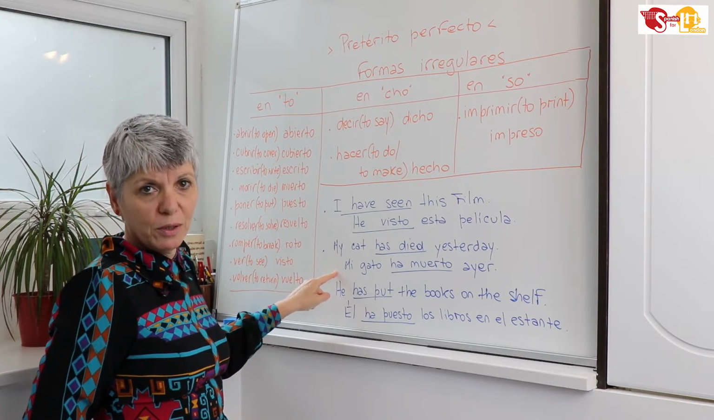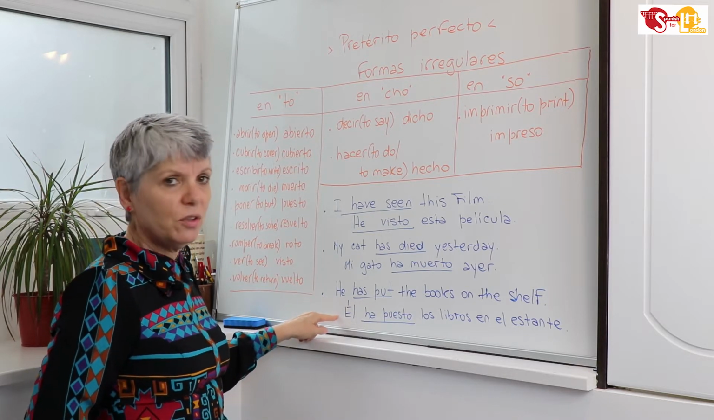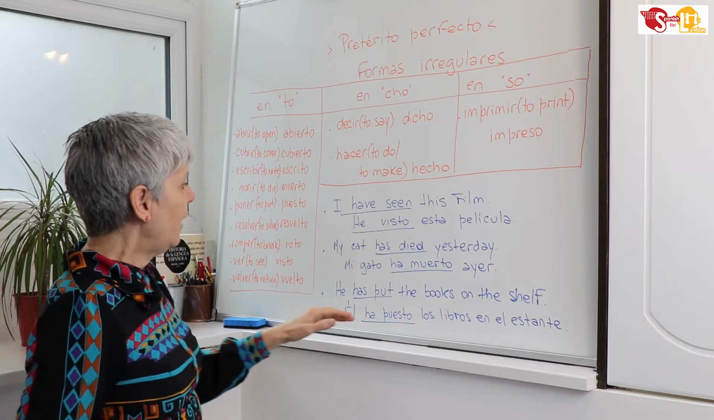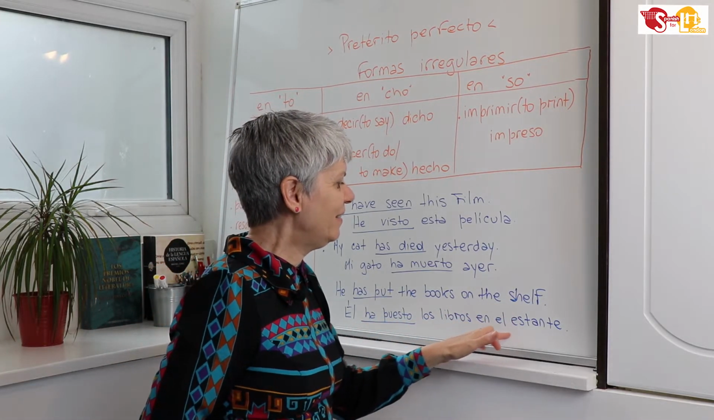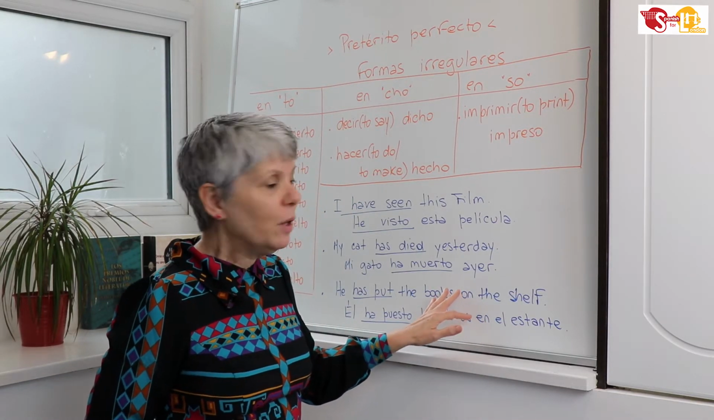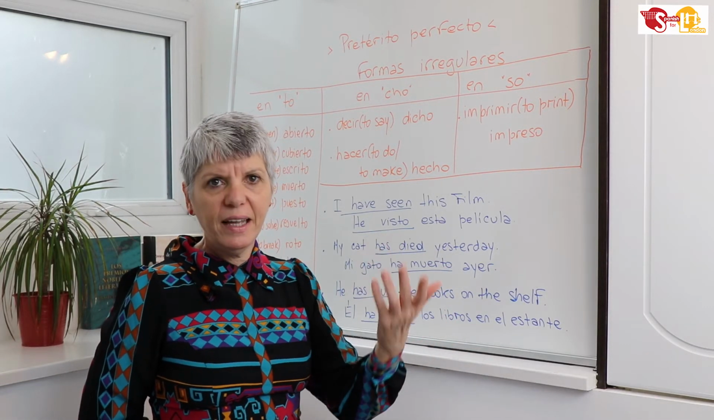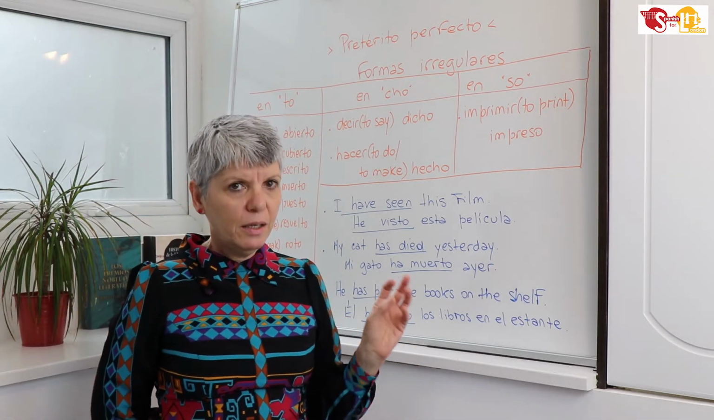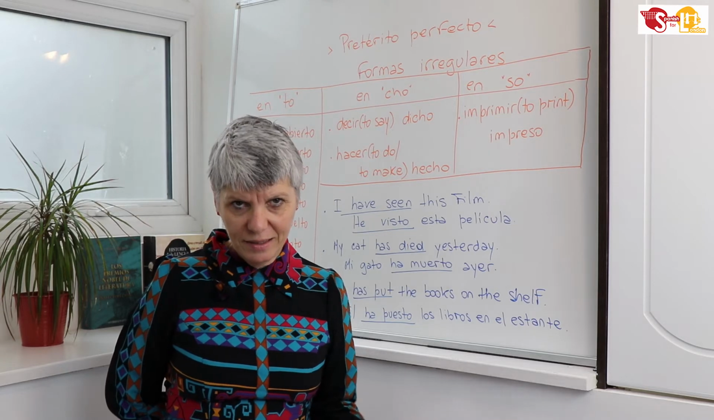My cat has died yesterday. Mi gato ha muerto ayer. He has put the books on the shelf. Él ha puesto los libros en el estante. Remember also that I said here, él ha puesto los libros on the shelf. En el estante. Remember that you have a lesson which is prepositions of place, where I teach you everything about how to say on, under, upstairs, downstairs, on the right, on the left, behind, in front of, etc. Vocab that you need to describe your photos in your photo card activities.